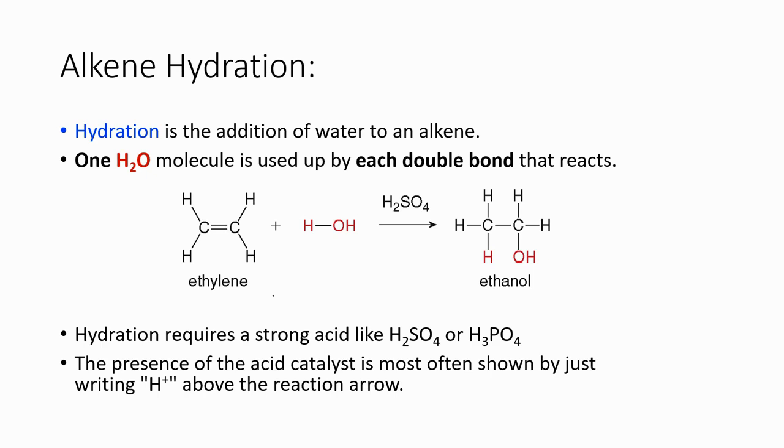We have to add some kind of acid to make the reaction go faster. That's called an acid catalyst. This is showing sulfuric acid. Instead of writing sulfuric acid or phosphoric acid, we can just write H+ on this arrow, and that shows whoever is looking at this reaction that you are using an acid catalyst to make it faster. And if you take organic chemistry, you'll talk about the mechanism, how that helps make the reaction go faster.